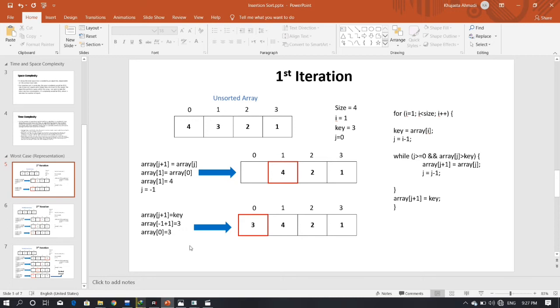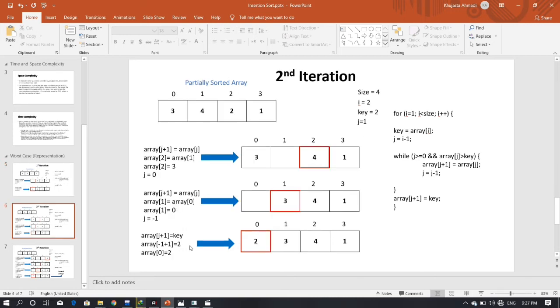For loop now, i gets incremented, and we have the second iteration of the for loop. Again, i is equal to 2, key is equal to 2 because array of 2 is 2 itself. And then j is 1 because i minus 1 is 2 minus 1, which is 1. And then we enter the while loop. Is j more than or equal to 0? Yes, because j is 1.